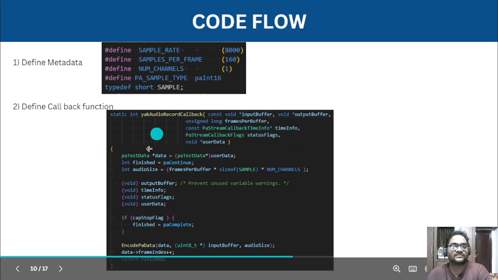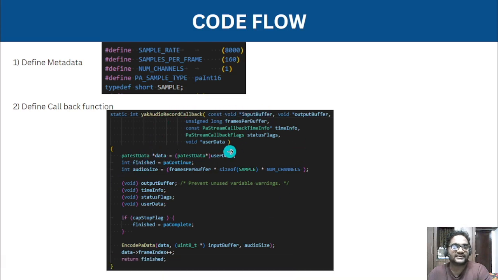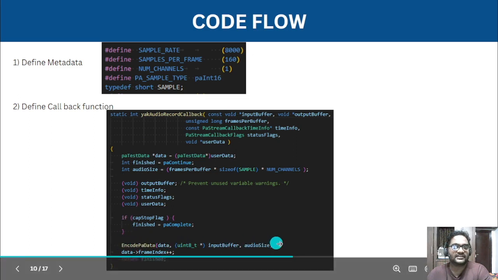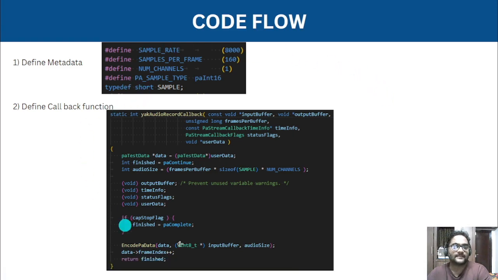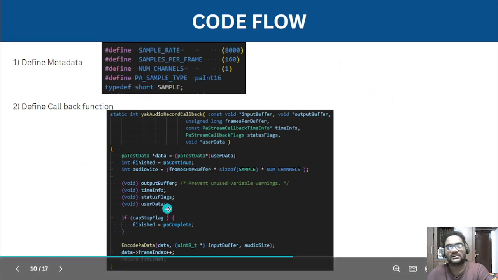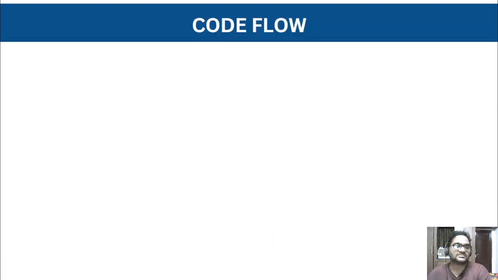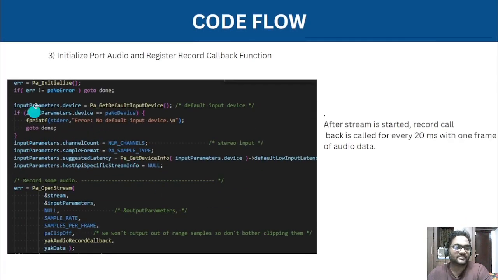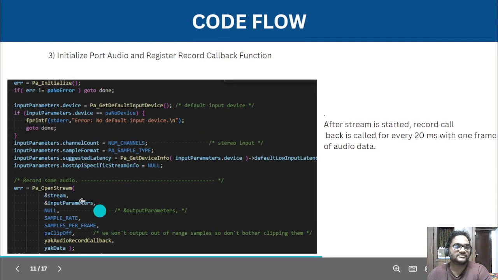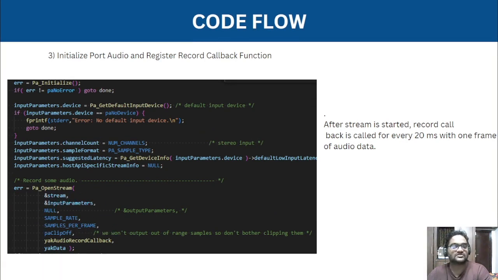So the callback function simply reads this data and then encodes the PortAudio data. Okay, so this is the spec, this is the callback function, and how frequently this callback function is called is defined in the Pa_OpenStream, which is 160 samples. So for every 160 samples, the callback function is called.